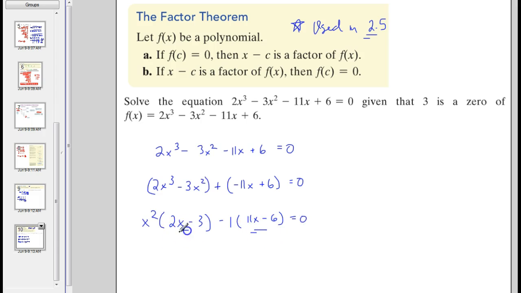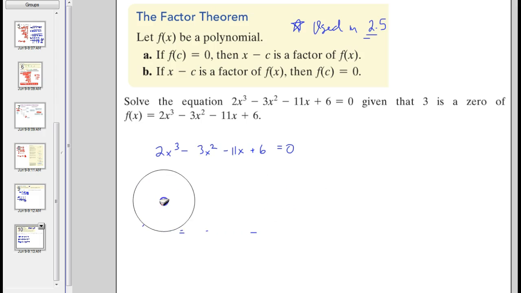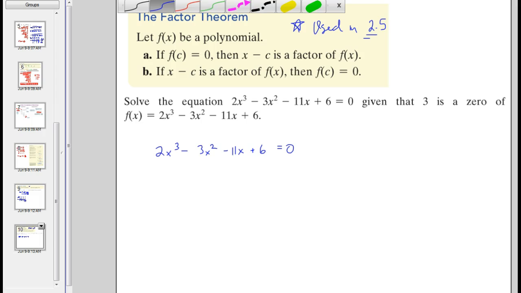if grouping is going to work, these two things in the parentheses have to be the exact same thing. They're not. So that means that grouping doesn't work. I can't use grouping. So it may look like on the surface that this thing doesn't factor. Well, it doesn't factor with the grouping technique. That doesn't mean it doesn't factor at all. So to be able to solve this equation, what we have to use is the factor theorem.